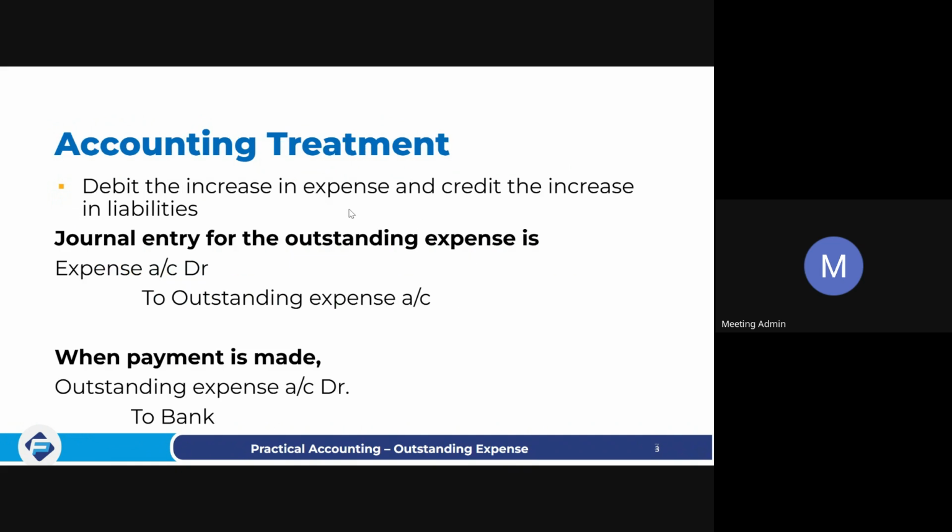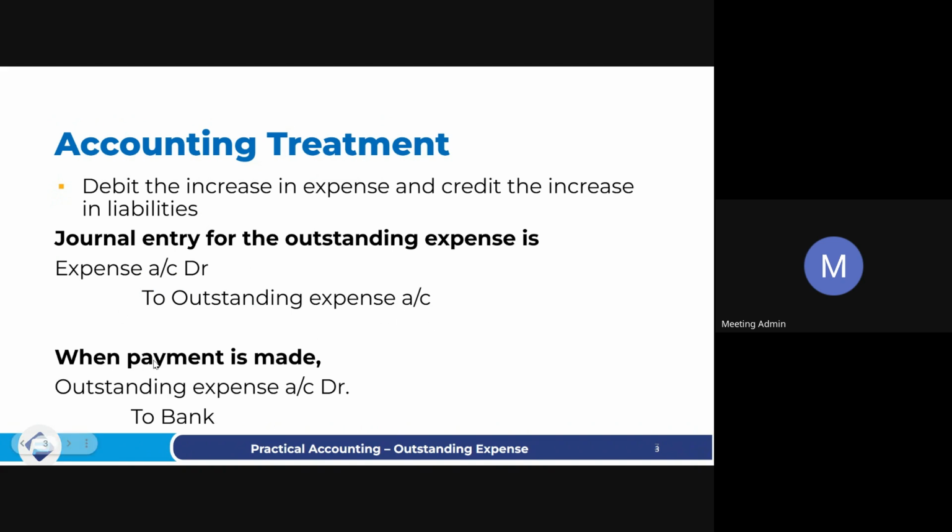Okay, for that journal entry, they have given it clearly, guys. You can see that if it is due, debit increases here, so expenses increase, and credit increases in the liability. Because it is regular in nature, you are going to record it in the liabilities. So the journal entry for the outstanding expenses, if it is due, is expenses account debited to outstanding expenses account.